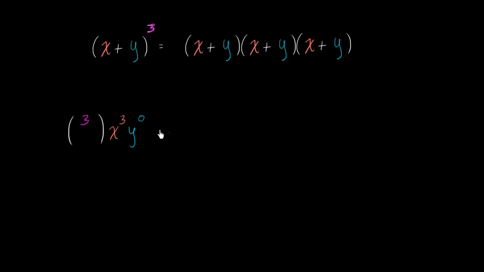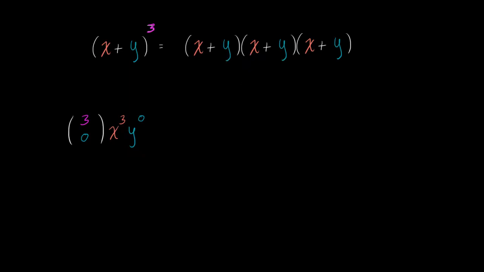How many ways can we choose exactly 0 y's, or not picking a y? Well, there's only one way to do that, by not picking a y from each of them, or you could say by picking an x from each of them. So the coefficient right over here is 1, x to the third. There's only one way. When you take this product out, only one of the terms initially is going to have an x to the third in it.